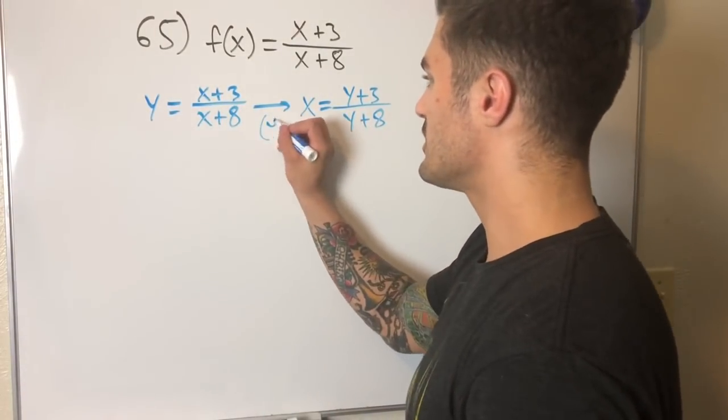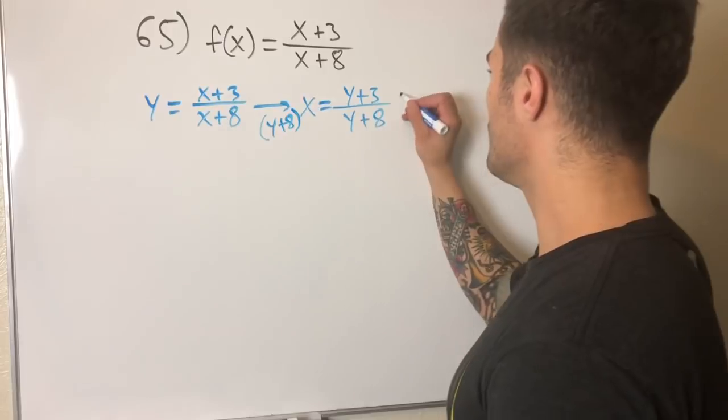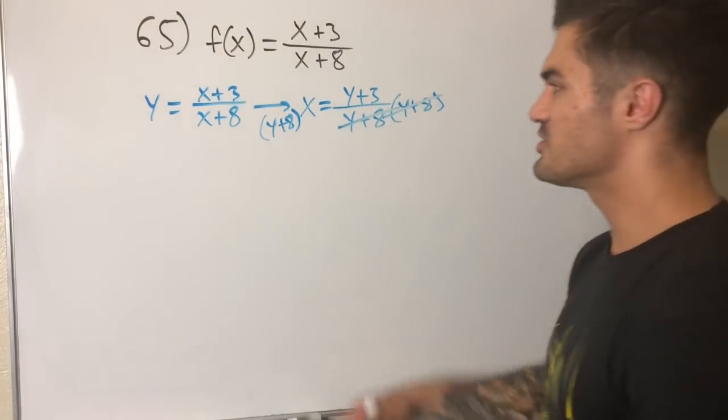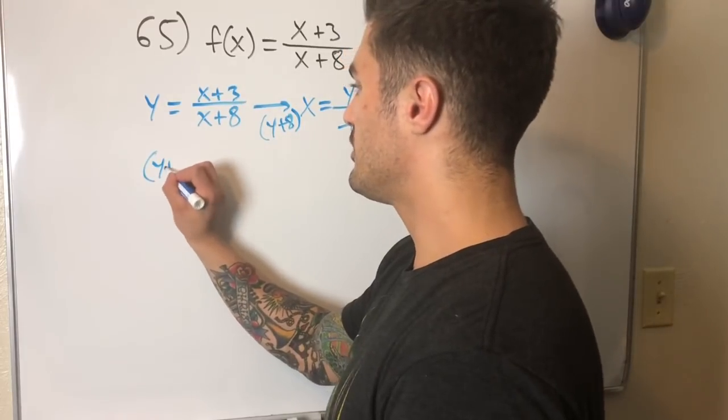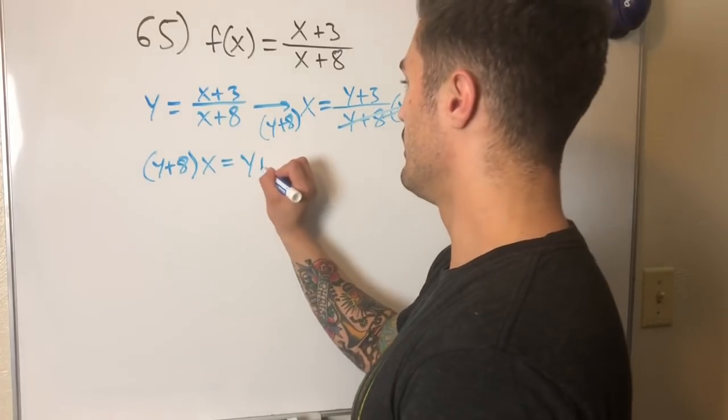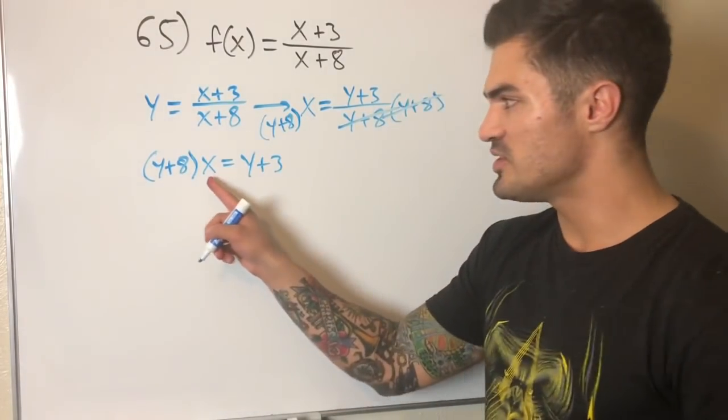I'm going to multiply both sides by y plus 8. Let's go ahead and get rid of this fraction here. Multiplying both sides by y plus 8. The fraction's gone, so now I have y plus 8 times x equals y plus 3. So I want to distribute this x.